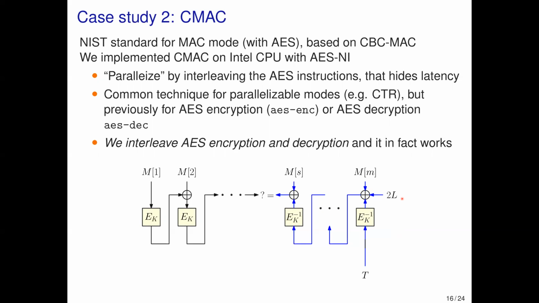For such CPUs, it is known that we can parallelize the block cipher calls by interleaving the AES instructions. Because this hides the latency of instructions, this technique is quite common. But of course, it is possible only if the mode itself is parallelizable. Counter mode is a popular example where we can interleave AES encryption instructions or AES decryption instructions.